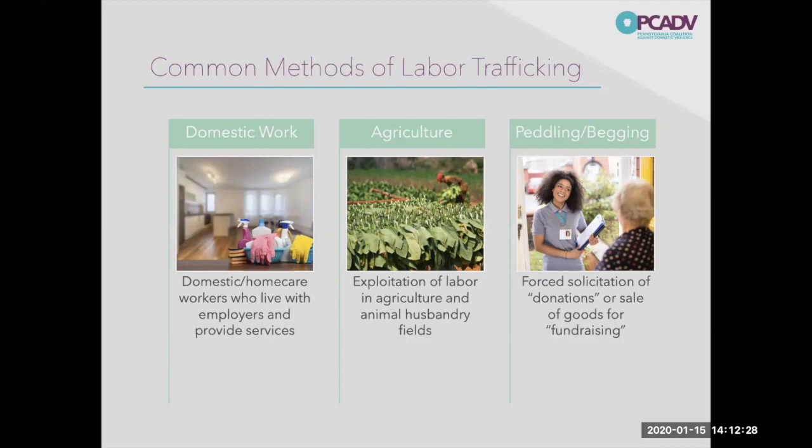And we have agriculture, which is very prolific in Pennsylvania. We have a lot of farm culture throughout the state. So this is exploitation of labor in agriculture and animal husbandry fields. We see very often in these cases that trafficking is very difficult to nail down as far as who the actual trafficker is, because of the supply chain. Somebody may be recruited to work here, and they may come here with a work visa that may be sponsored by someone else. And then once they get to the actual farm, they're told something different.